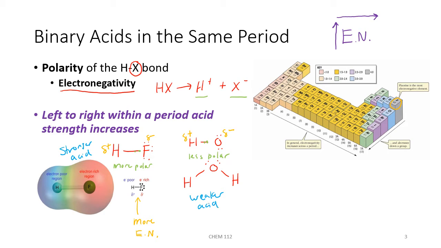So the general trend when you're dealing with a binary acid and you're in the same period is that as you go from left to right within a given period, your acid strength will increase. But the trend is due to the increasing electronegativity, which affects the polarity of the bond.